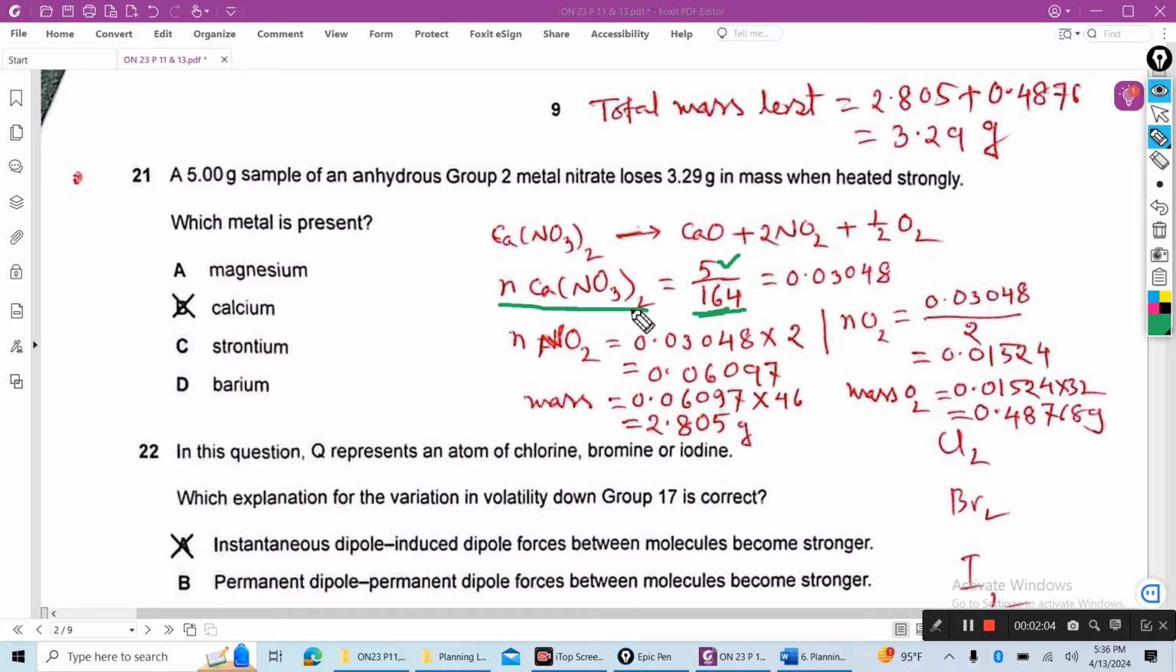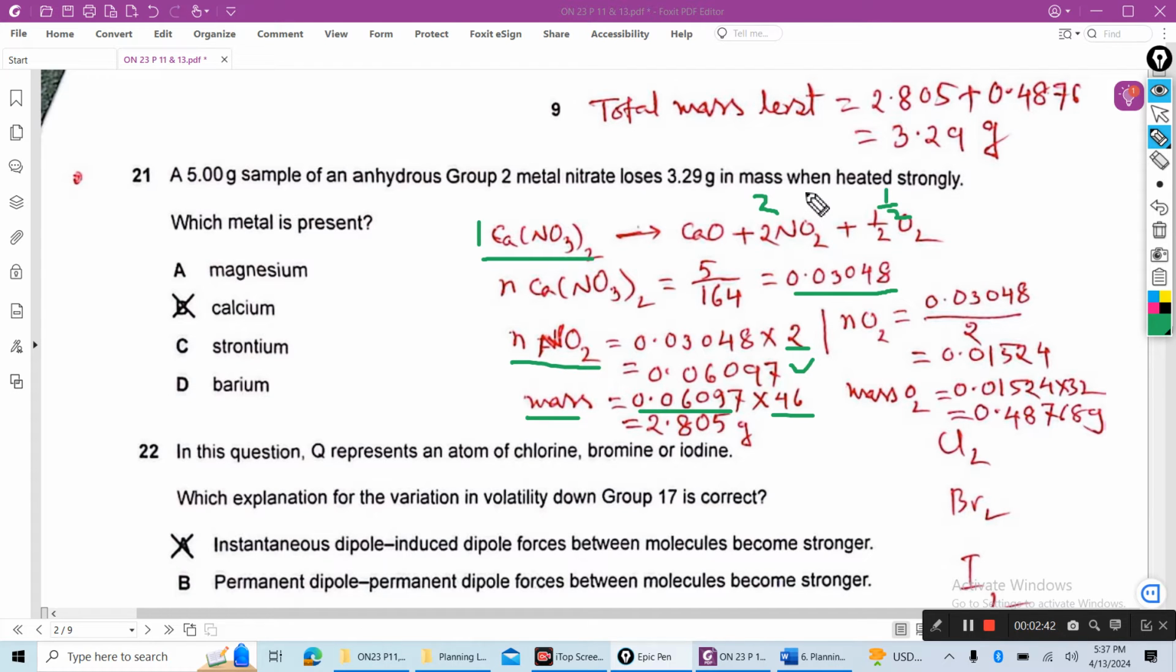So moles of calcium nitrate is 0.03048 mole. Now you see the mole ratio, calcium nitrate 1, nitrogen dioxide 2, double, and oxygen is the half, 0.5. So moles of nitrogen dioxide is moles of calcium nitrate times 2, because the mole ratio is 1 times 2. Then mass is number of mole times molecular mass of nitrogen dioxide.